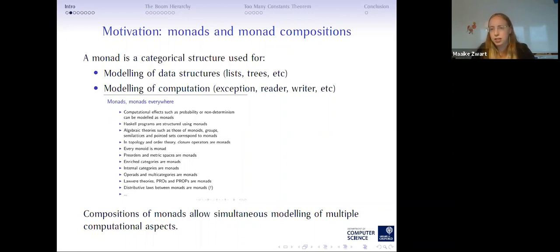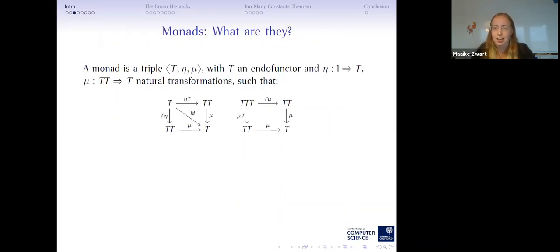Now, before I can explain what a distributive law is, I need the actual definition of a monad. So here it is. A monad is a triple consisting of an endofunctor and two natural transformations. I'm mostly looking at the category Set, so all monads I'm looking at are functors from Set to Set. The natural transformations, eta is called a unit and mu is called a multiplication. They satisfy the unit and associativity axioms, which may sound familiar if you're familiar with monoids.